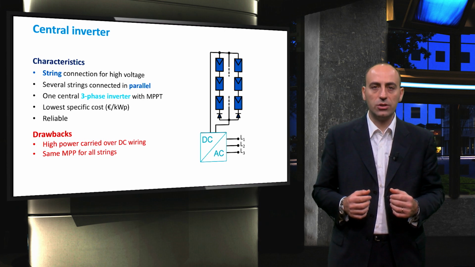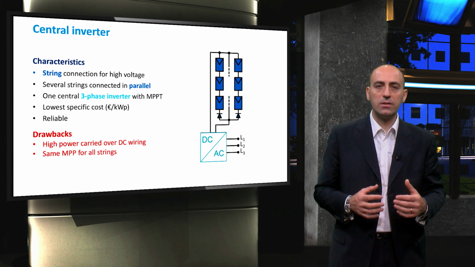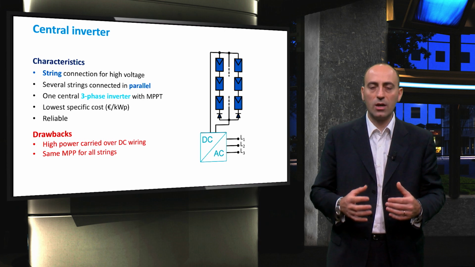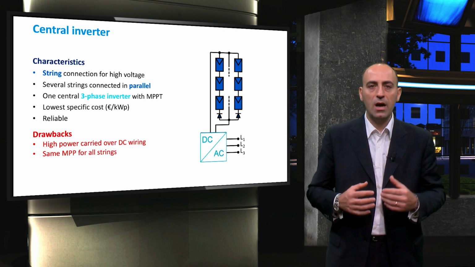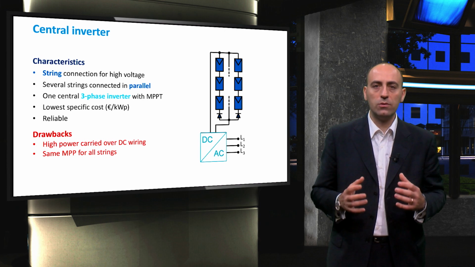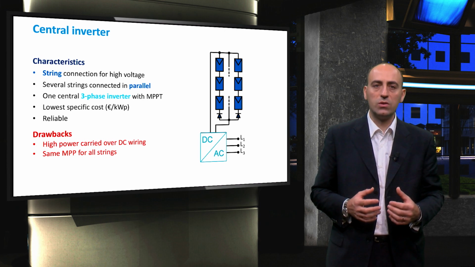Another drawback is that all strings operate at the same maximum power point, which could be problematic in a very large installation. Imagine, for example, a cloud casting its shadow on part of the installation for a couple of seconds. The result is a high imbalance in power generation throughout the modules that causes mismatch losses and reduces the overall system output.